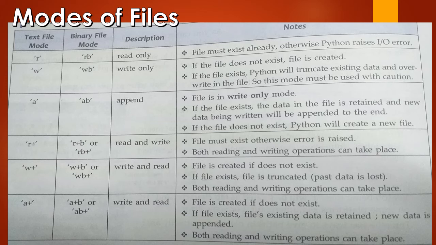In A plus, or AB plus, read and write both, the file is created if it does not exist. If the file exists, the existing data is retained and new data is appended. Similarly, both reading and writing operations can take place. These are the modes: R, RB, W, WB, A, AB, R plus, RB plus, W plus, WB plus, A plus, AB plus.